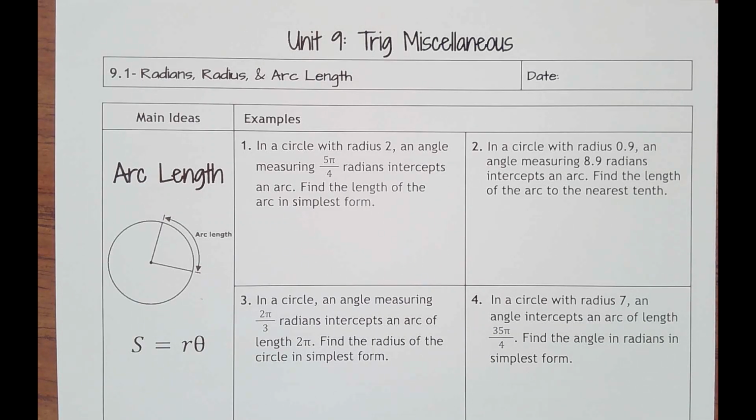Unit 9 is going to be just kind of some miscellaneous trig things. They didn't really fit in any of the other units, so they're just kind of random here at the very end of all our trig stuff. And the first thing we're starting with is lesson 9.1, talking about radians, radius, and arc length.